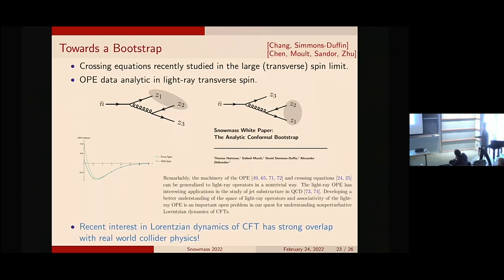And so there was this nice Snowmass paper a couple days ago, which highlighted that understanding the bootstrap for these light ray operators is an important problem also on the formal side. And so it's a very nice collision of interest from people studying these Lorentzian CFTs and this real world collider physics applications.